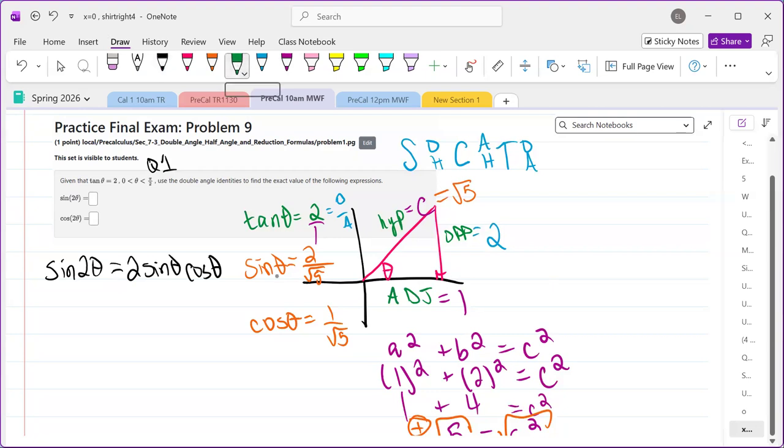Now, since I know sine theta is the same as 2 over the square root of 5, in place of sine theta, I can write 2 over the square root of 5. Note, I am not writing 2 over the square root of 5 as theta. That is not theta. I don't know what theta is here. It's some angle. But 2 over the square root of 5 is what the sine of theta is. Similarly, cosine of theta is 1 over the square root of 5.